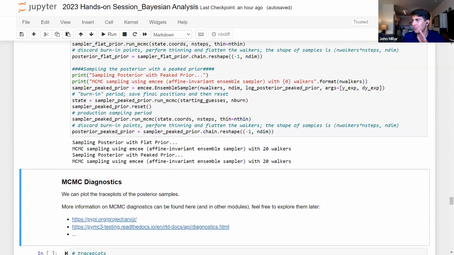But I'll pause just another second and make sure there are no other questions before we move on and look at our results from our MCMC. I'll wait another 30 seconds or so. Then we can move on to the next portion of this.